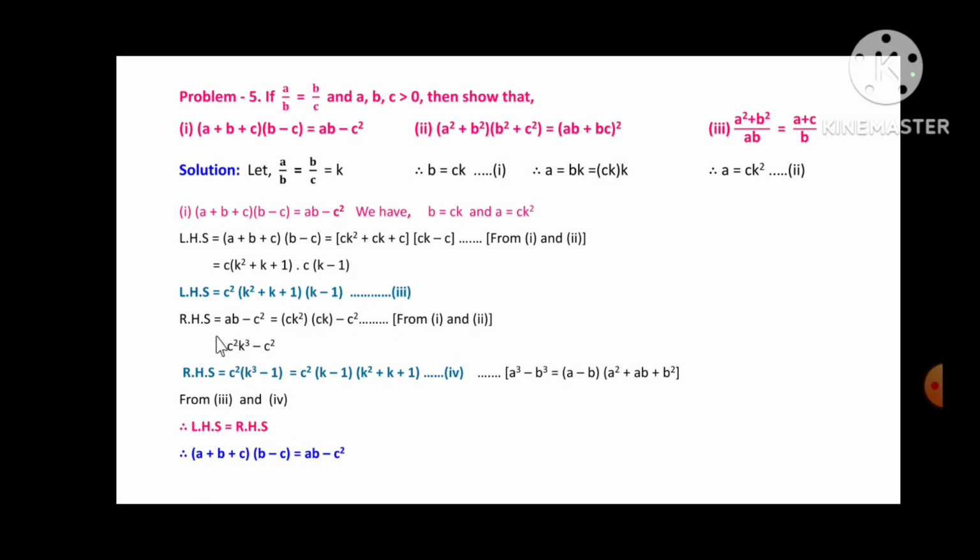Now RHS is equal to ab − c², which is equal to, put the values, ck² · ck − c². So c² is out: c²(k³ − 1). So here a cube minus b cube formula we can use, that is a³ − b³ = (a − b)(a² + ab + b²). Accordingly, you can write c²(k − 1)(k² + k + 1), equation 4. 3 and 4, both the equations are the same. So from 3 and 4, we can write LHS is equal to RHS. Therefore, (a + b + c)(b − c) = ab − c².